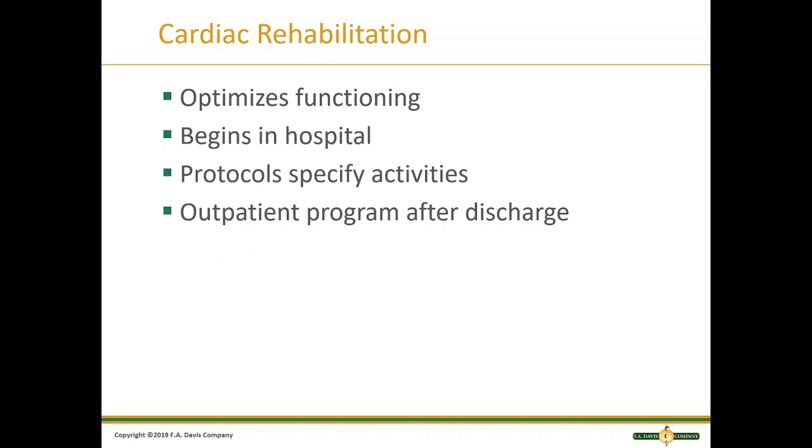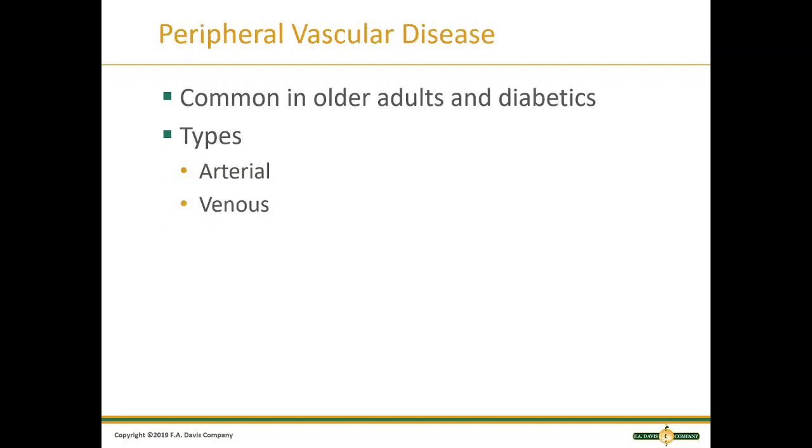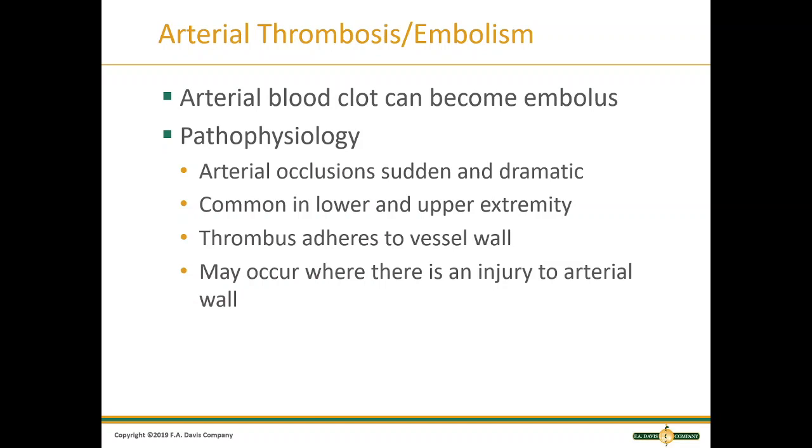Here we are, cardiac rehab begins in the hospital. They have outpatient programs as well, which are highly recommended for continued success. Common in older adults, and this is peripheral vascular disease. You'll see PVD often. The types you'll see are arterial and venous. Arterial thrombosis and embolism: an artery blood clot can become an embolus. Patho, it's arterial occlusions. Sudden and dramatic.